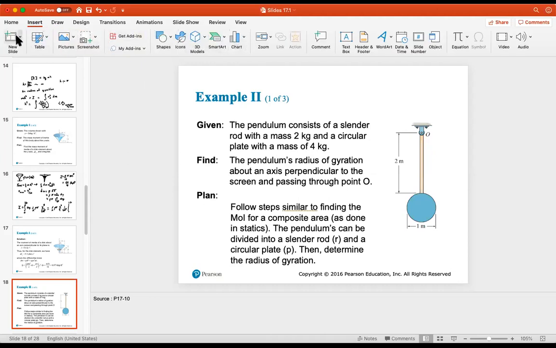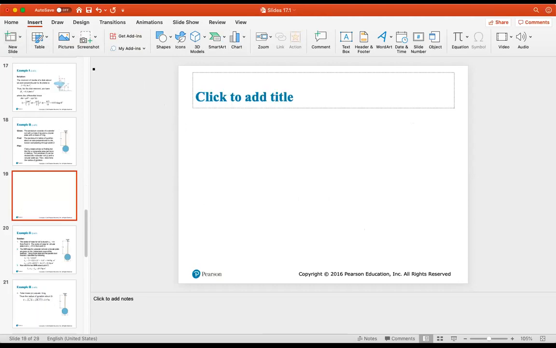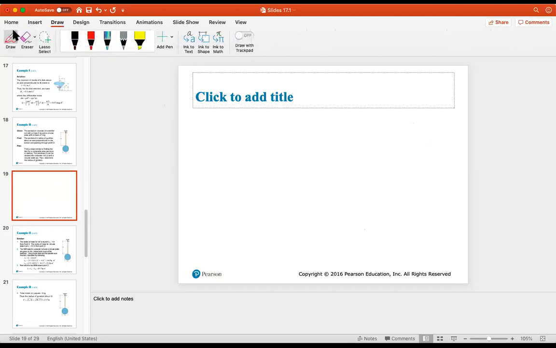So let's insert a slide. I really just want a blank slide. So I'll do this, and then get rid of the title option there. Very good. Okay, so we have the following configuration. We have a pendulum. It's hanging down from some point.